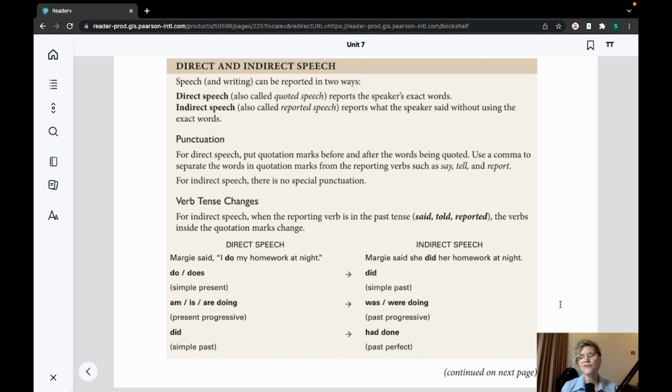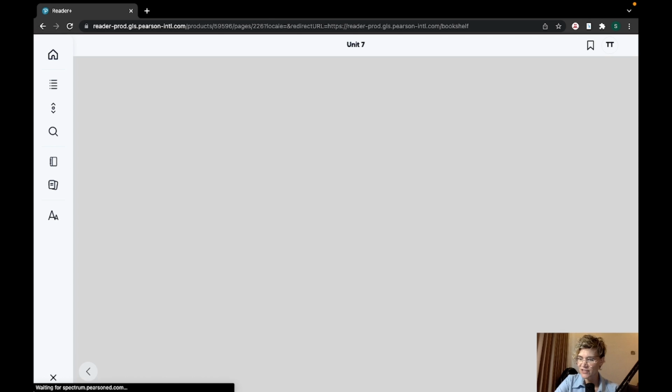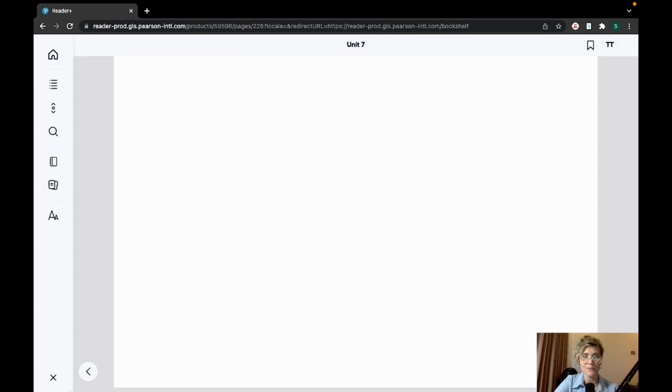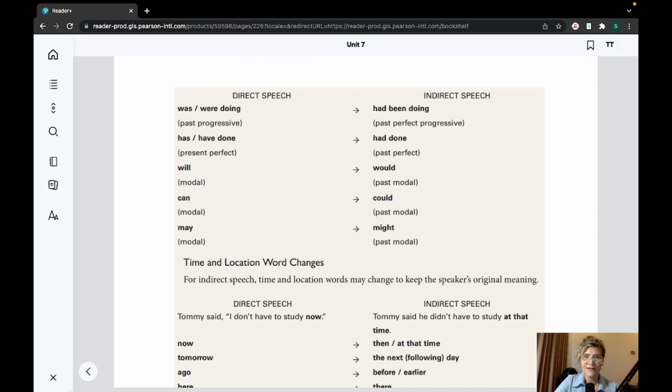Now, if you're still confused about this, don't worry, because in your ebook for reading and writing, I gave you a grid of the verb changes for direct to indirect speech. So you can look that up in your ebook for reading and writing, in general information. It's the first part of your ebook.